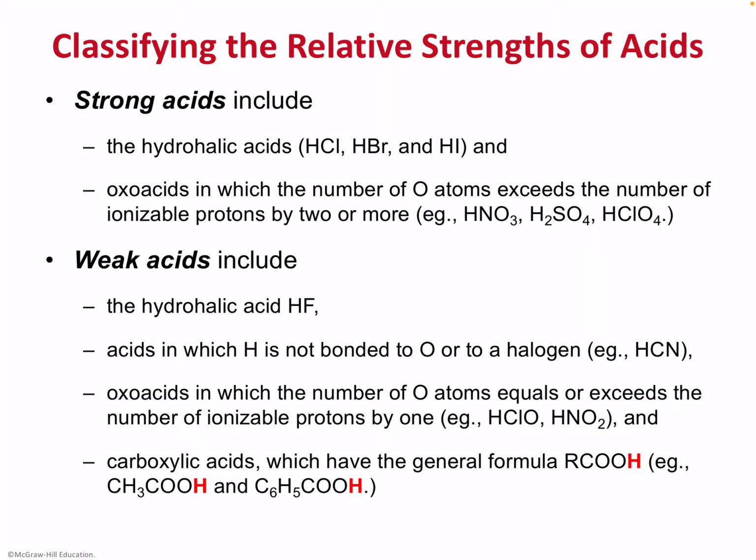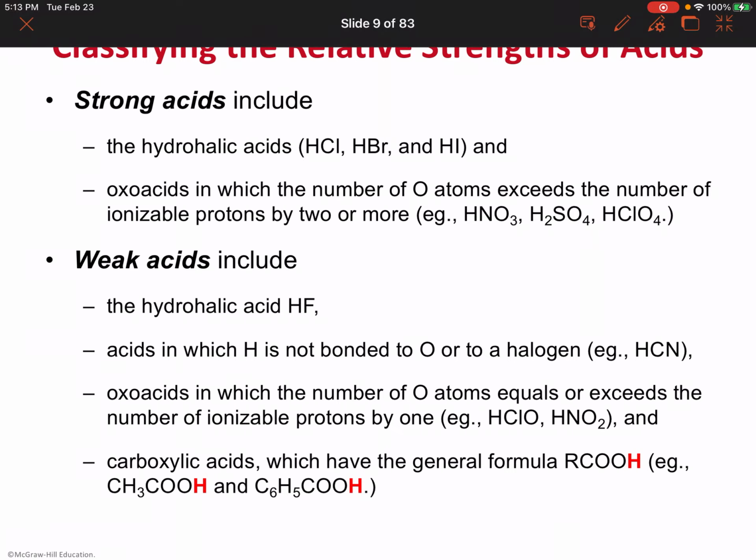For example, something that you don't have here but we can consider a strong acid is H2SeO4. This is sulfur, this is selenium. If you have this acid, can we consider this a strong acid? Yes, because the number of oxygen atoms exceeds the number of ionizable protons by 2 or more. Right? So this is also a strong acid.